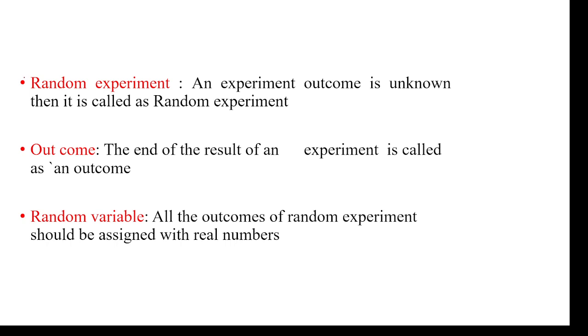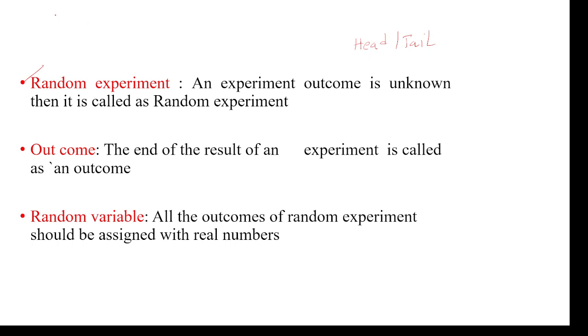Here you can see this is the random experiment. Outcome means what we know at the end, the final outcome. If you toss a coin, the final outcome is either head or tail. So a random variable means all the outcomes are assigned real numbers. Then it is called a random variable. That is the condition for a function to be a random variable, nothing else.